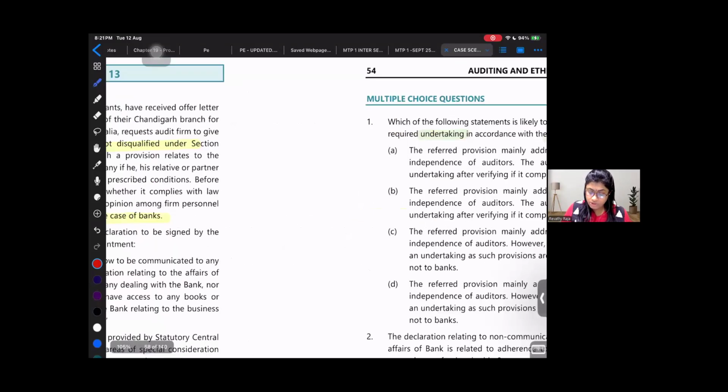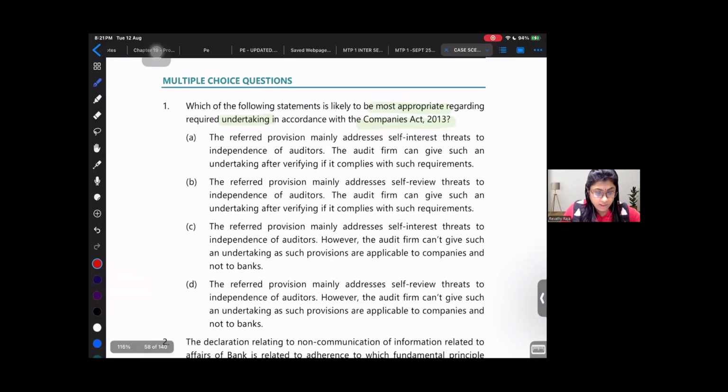Can you now go back to the question? Can you say which is the correct option for this? Option A: the referred provision mainly addresses the self-interest threat, and the audit firm can give an undertaking after verifying the compliance. It refers to self-review threat, can give the undertaking; self-interest threat cannot give such an undertaking. By the way, which threat is it? Is it self-interest or self-review? Indebtedness, money. It is self-interest.